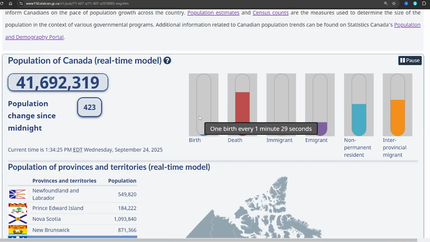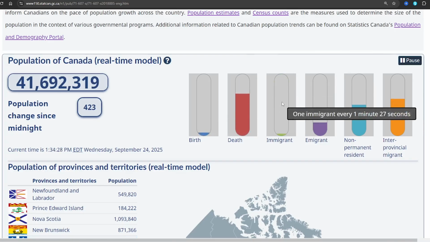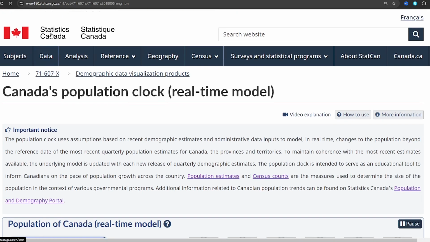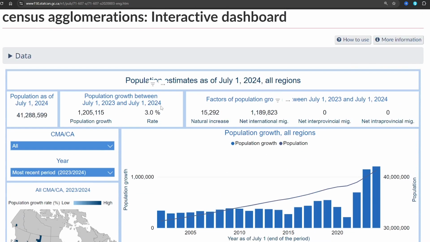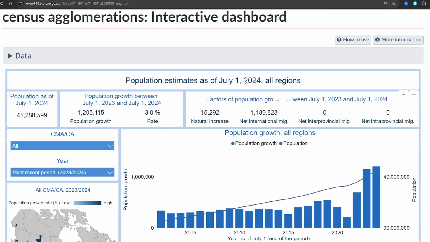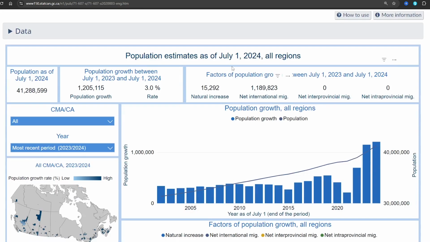Now, I kind of question these numbers right here, and I'll show you why I'm questioning this model. It is a model on StatsCan's webpage, but when I look at this other StatsCan page, it's an annual demographic estimate. Okay, so it's not perfect, and this is as of July 1st in 2024. Now, 41 million people. And we had a population growth of 1.2 million. That's an approximate 3% rate. That actually seems pretty good, right?